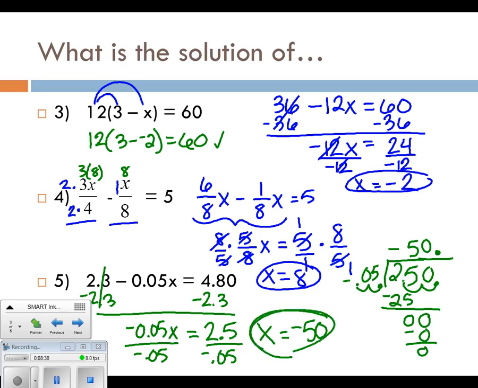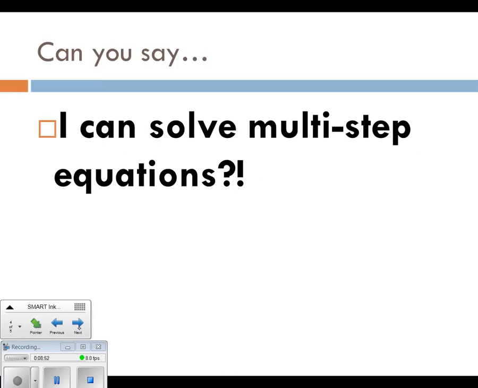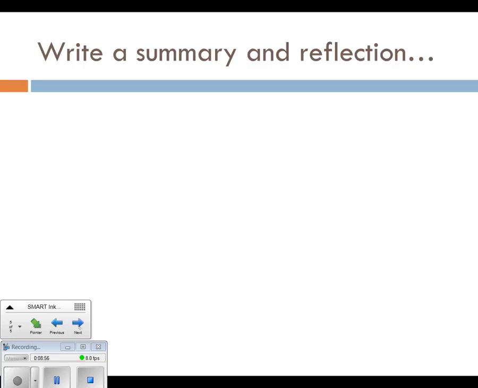And we can check our work. I used opposite colors here. You can plug in negative 50 for x, and you will see that that will work. So that is the solution. Can you say, I can solve multi-step equations? Write a summary and reflection and be prepared with any questions for in class.